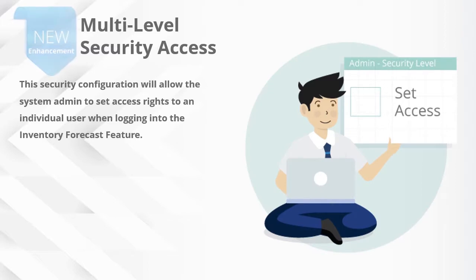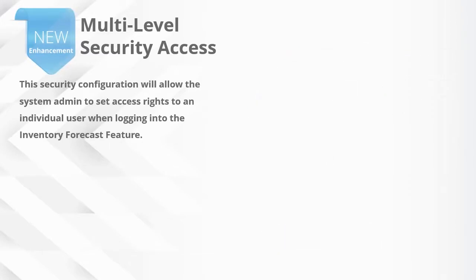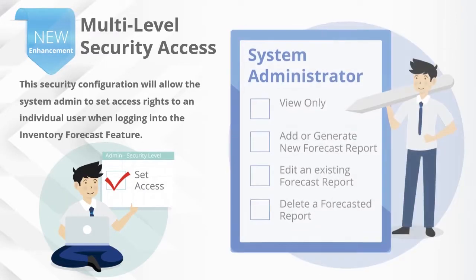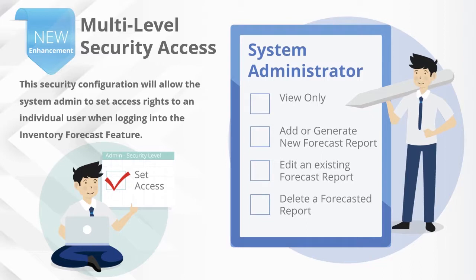This security configuration will allow the system admin to set access rights to an individual user when logging in to the inventory forecast feature. System administrators can now choose one of the following access levels. First, view only. Users can only view the forecast report. Second, to add or generate new reports. Third, to be able to edit an existing forecasted report. And fourth, the option to delete forecasted reports.